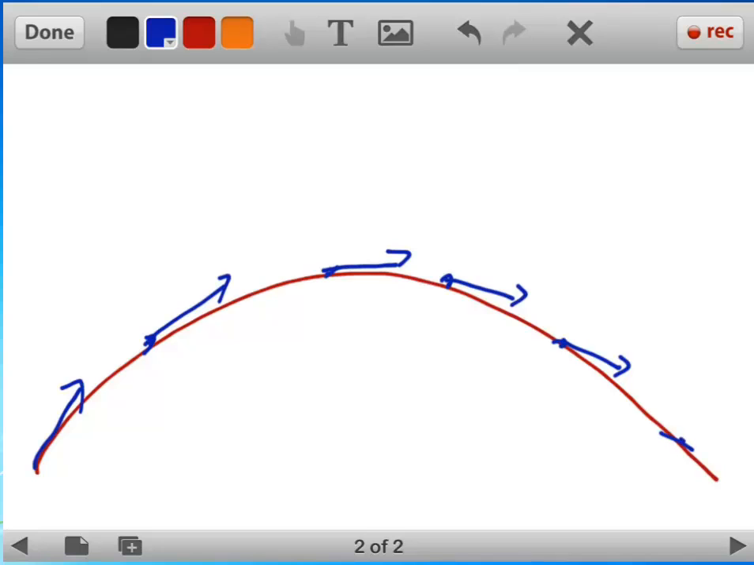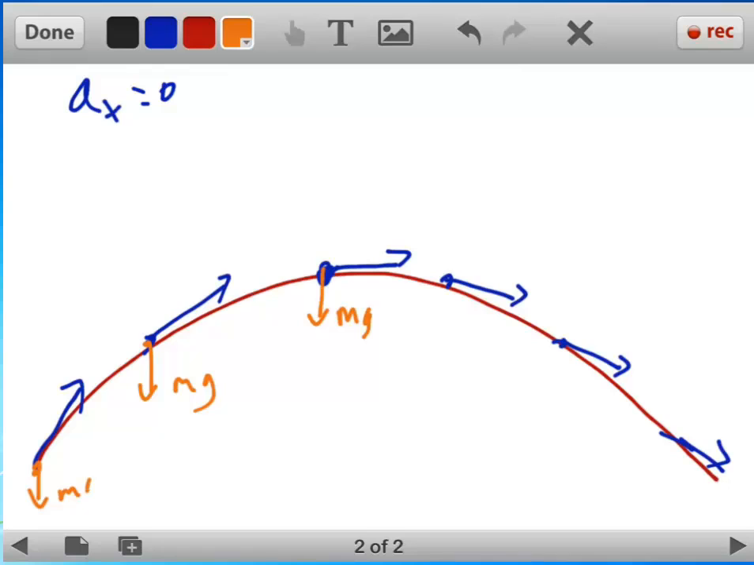A few seconds later, it's moving down and right, down and right, down and right. The thing that's common in everything there is it is always moving to the right because there is no acceleration in x. The acceleration in x is 0. Because if we just pick a point and look, there's only one force acting. Right here, gravity's acting. Right here, gravity's acting. Right here, gravity's acting. But that's the only force that acts.